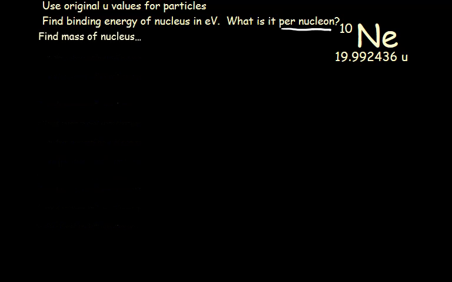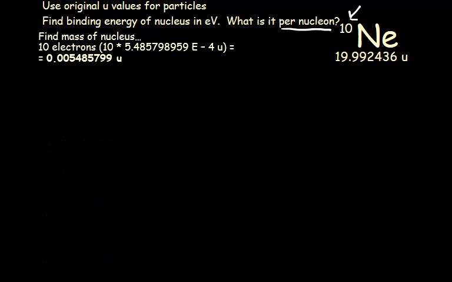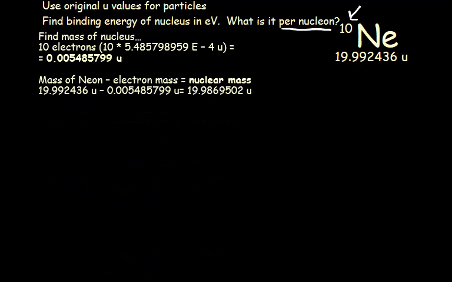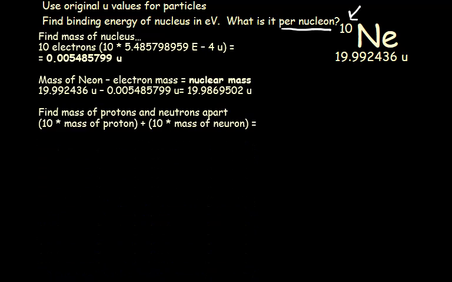Okay, so let's see how you did there. We have 10 electrons here, and we multiply by the mass of an electron, so this is the mass of the electrons. We subtract the electron mass from the mass of neon to get the nuclear mass. From there we get the mass of the protons and neutrons apart: 10 times the mass of a proton and 10 times the mass of a neutron.